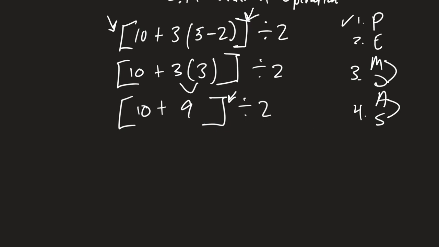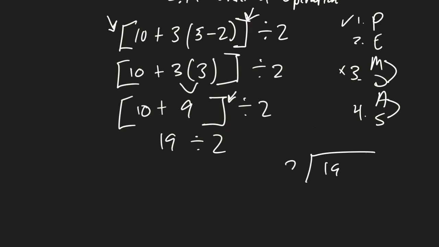Well, what's inside there? We don't have any multiplication or division. We've got adding. So we'll do that first. 10 plus 9 gives us 19. Now you get rid of the brackets. We'll go ahead and do divided by 2. All right. Well, let's go ahead and do that.